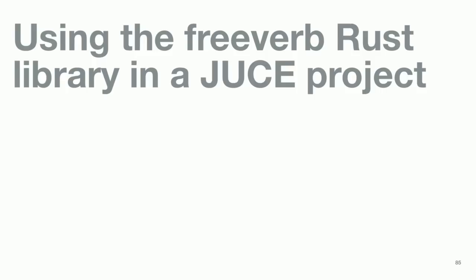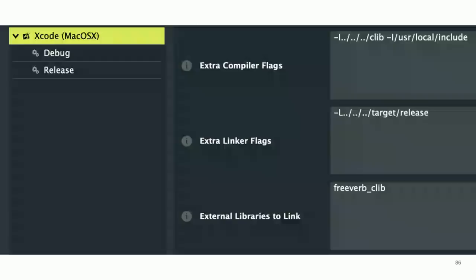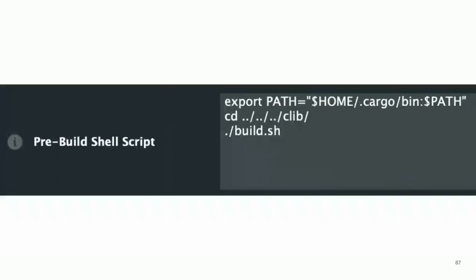Using the freeverb Rust library in a JUCE project. Right, so now we have a C library, we can use it in C++, and because this is an audio conference, I guess there are a lot of JUCE developers here, so this is how you would do it in Projucer. You set the right flags: where the header is, which is in this clib folder local to the JUCE project, where the library is, and which library you want to link against. To make this nice, you can create a pre-build script that takes care of compiling the Rust library and generating the header for you. And this works pretty nicely.